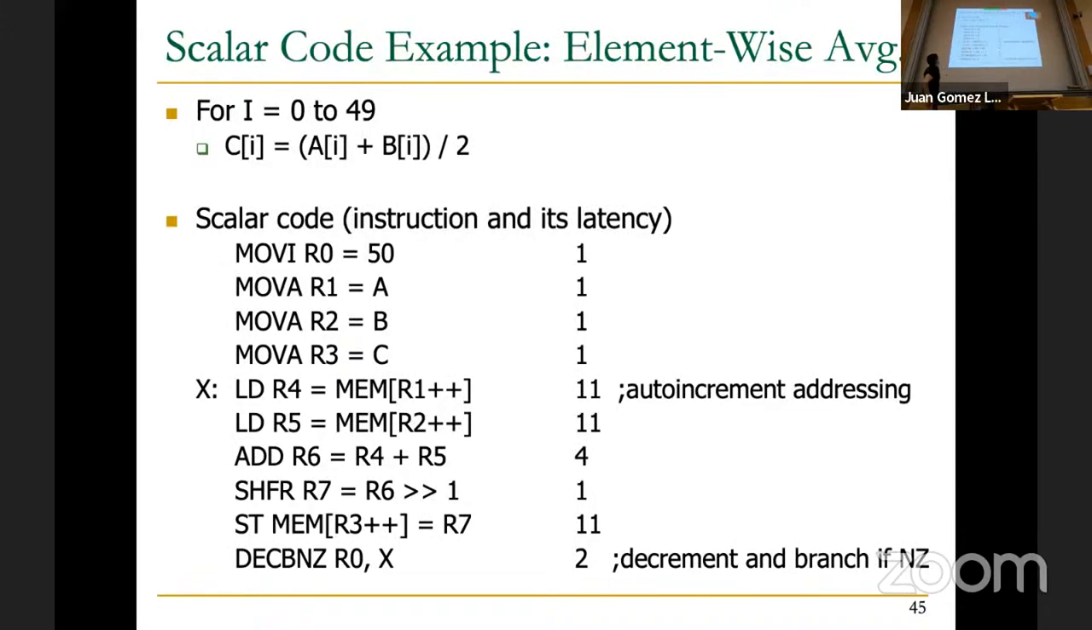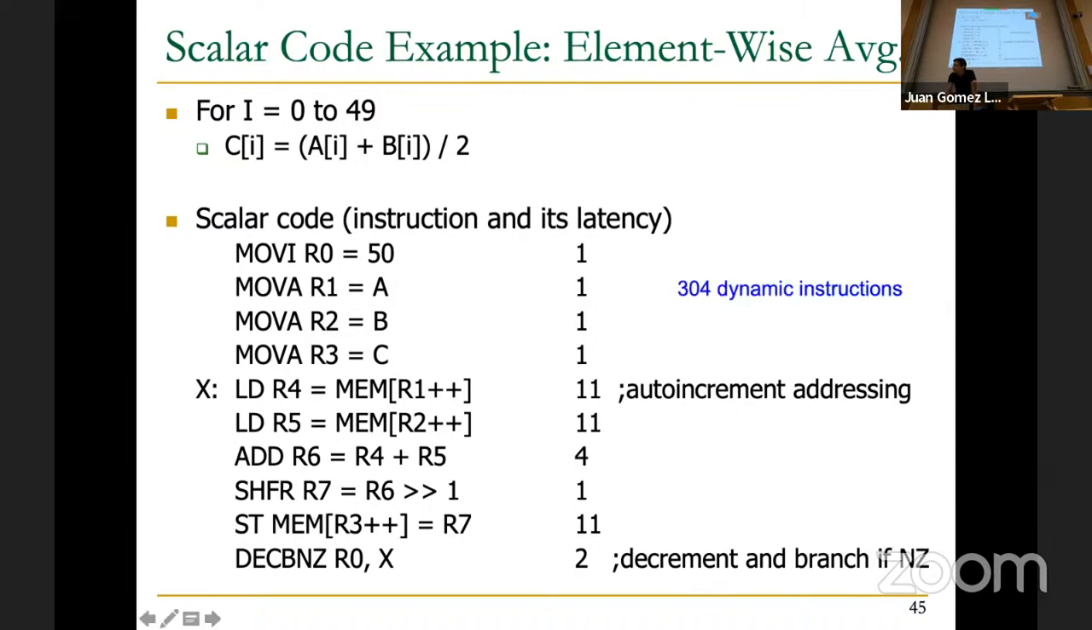So let's continue with our simple code. Remember the for loop from 0 to 49: we read elements from A and B, add them, divide by two, and store in Z. If you write the scalar code, the serial code in some ISA, for example MIPS, it will probably look like this. We move 50 to some register to control how many iterations we perform in this for loop. In R1, R2, and R3 we have the addresses to arrays A, B, and C, and then we perform the computation inside the loop body. First we access array A, then array B, then we add, then we shift right, which is the same as dividing by 2, then we store, and then we decrement the index and jump. And we have to do this 50 times.